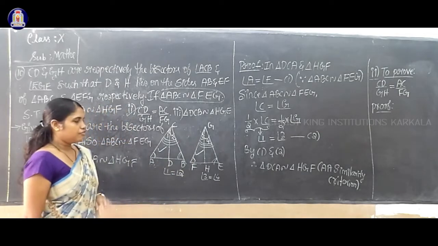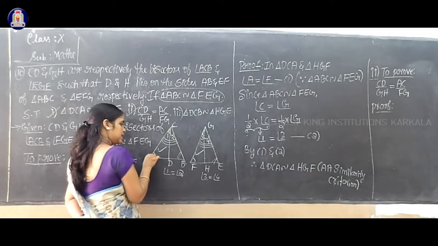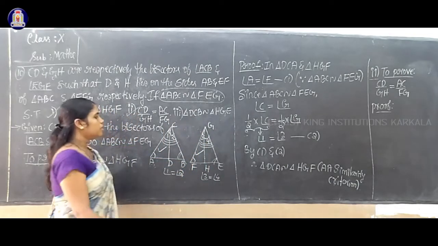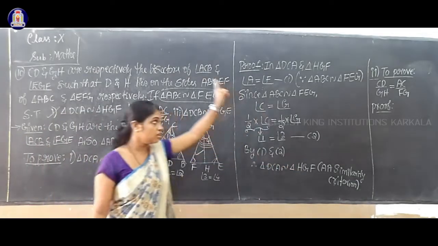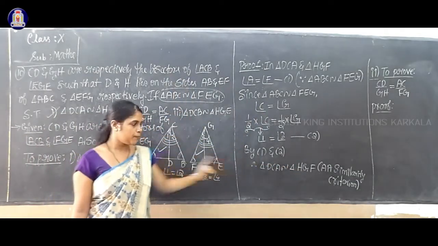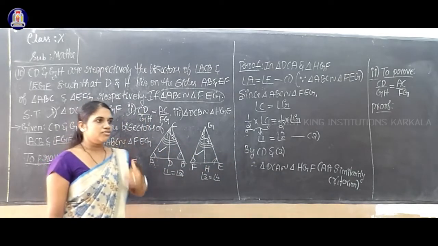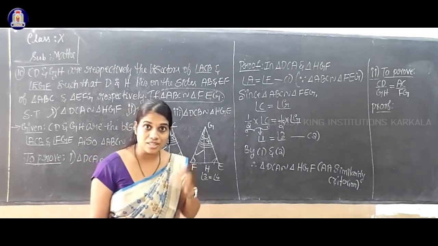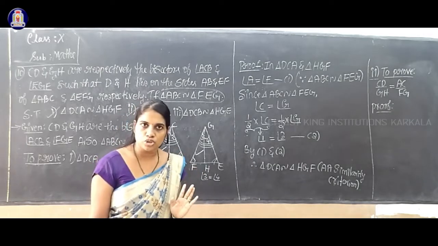That means which two triangles I have to consider? I have to consider triangle ADC and FHG. But already we proved that these two triangles are similar in question number 1, isn't it? If the two triangles are similar, then obviously corresponding sides are proportional, in the same ratio, isn't it?